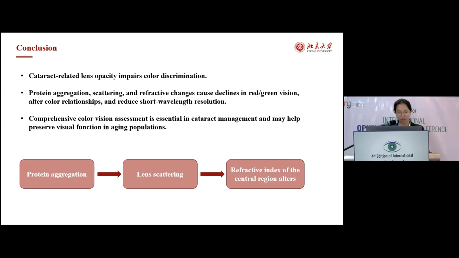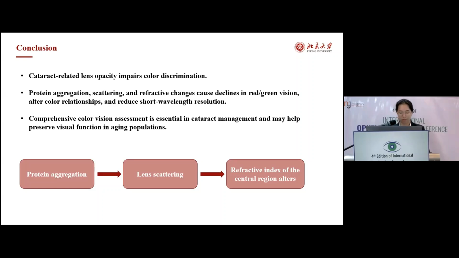So our results support the idea that lens opacity selectively impairs short wavelength resolution through both optical filtering, the lens absorbing short wavelengths, and the neural factors related to cone dysfunction. Therefore, we believe that comprehensive color vision assessment should be an integral part of cataract management. It not only helps us better understand the functional impact of cataracts beyond just visual acuity, but also plays a role in preserving visual function in our aging population.